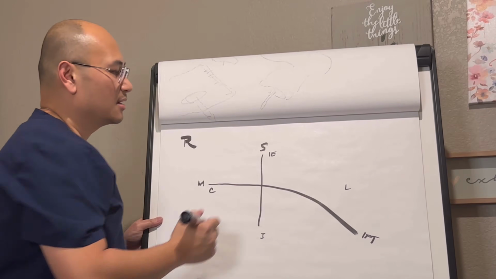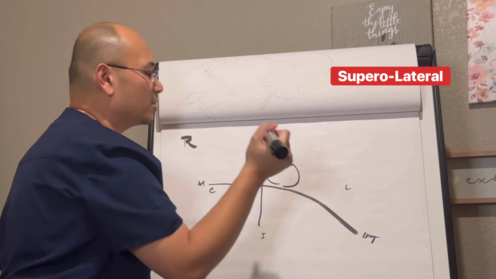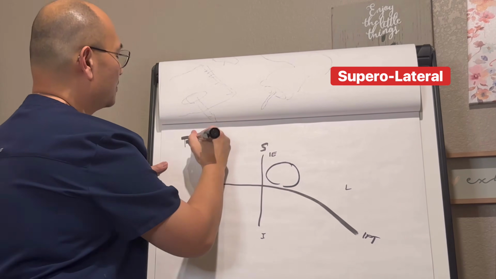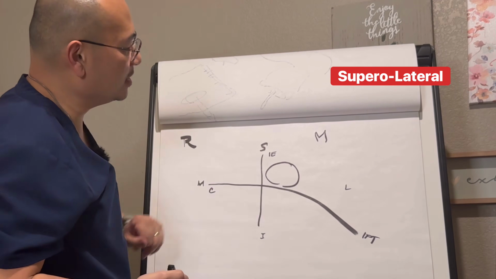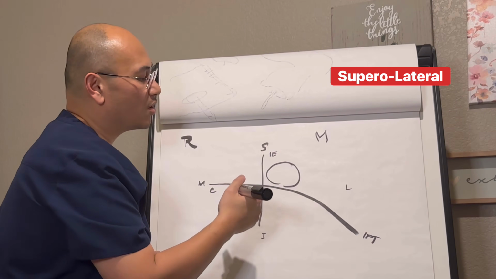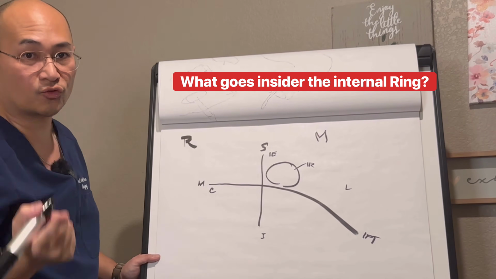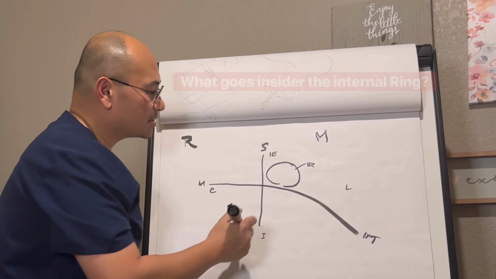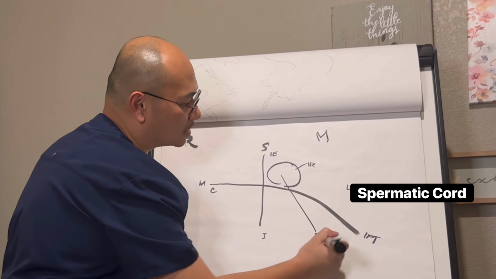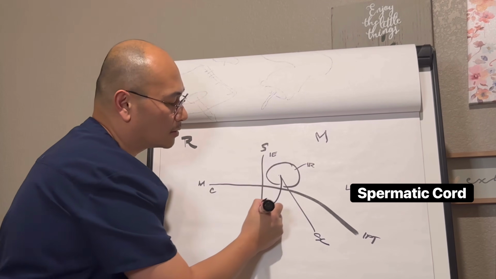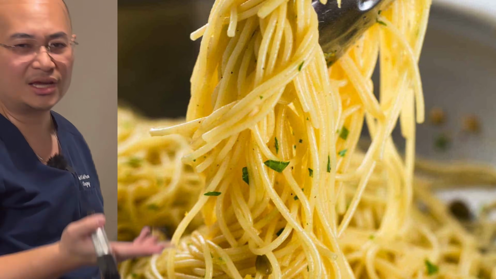So let's start with the outer upper. And so if we draw a circle here, and we'll pretend this is a male. So this is going to be, in the outer upper, our internal ring. What are the two things that go in our internal ring? Well, there's two things. One is going to be your spermatic cord, and the other one is your vas deferens, the one that looks like an angel hair spaghetti.